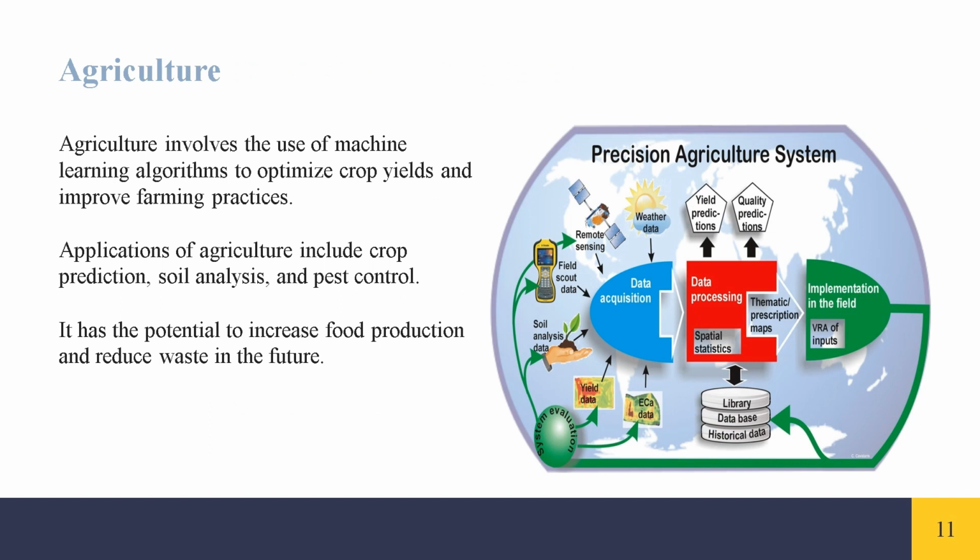Agriculture involves the use of machine learning algorithms to optimize crop yields and improve farming practices. Applications of agriculture include crop prediction, soil analysis, and pest control. It has the potential to increase food production and reduce waste in the future.